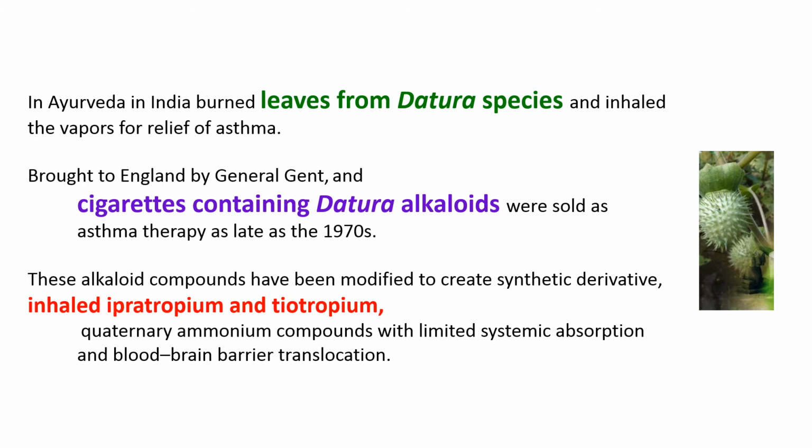Now, one English gentleman, his name was General Gent. He got the idea when he saw that in India, in Ayurveda, we use the leaves of Dhatura species, and we use the inhalation of vapors of this Dhatura for the treatment of bronchial asthma. What this gentleman did was manufacture cigarettes containing Dhatura alkaloids, and he marketed them as a treatment of bronchial asthma.